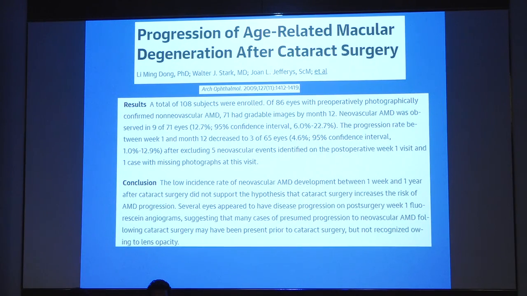Many studies have looked at whether ARMD increases after cataract surgery. Per se, as age increases, ARMD can increase. But many studies have shown that cataract surgery per se is not going to have an effect on the ARMD changes.